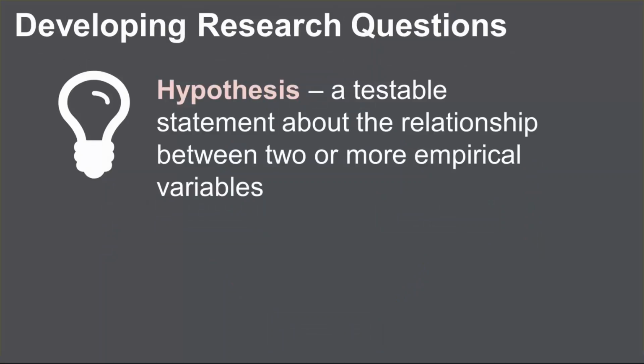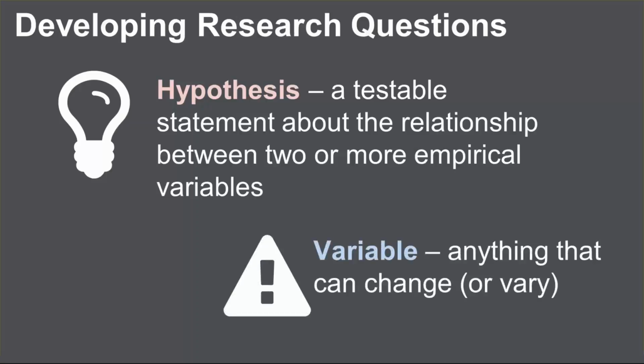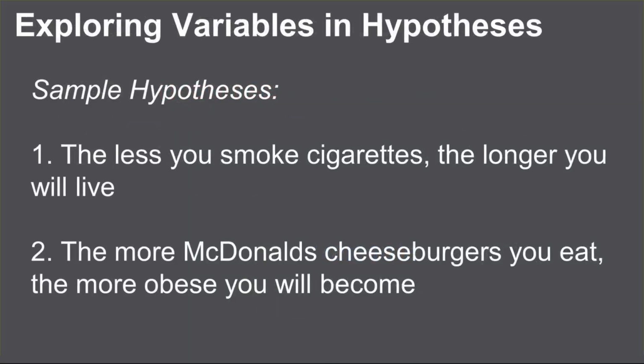So developing your research questions, certainly a large portion of the text will talk about this. Your hypothesis is a testable statement about the relationship between two or more variables. So again, a testable statement about the relationship between two or more empirical variables. Well, what the heck is a variable? Well, a variable is anything that can change or vary. So your book will get into some complicated terms all about this, but I want to break it down and explore variables and hopefully help you to understand them a bit better.